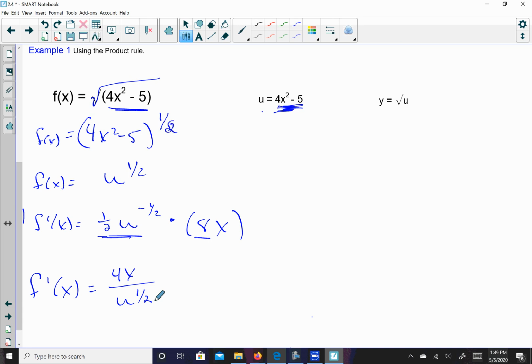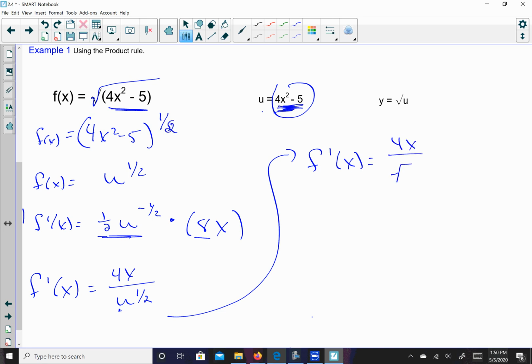Then the very last thing you have to do is take what u is equal to and put it back in, kind of like chunking. Remember when we did chunking? Exact same idea. So now the derivative of f of x is equal to 4x over the square root, because it's raised to the 1/2 power, of 4x squared minus 5. And that is the derivative using the chain rule. So let's do another one.